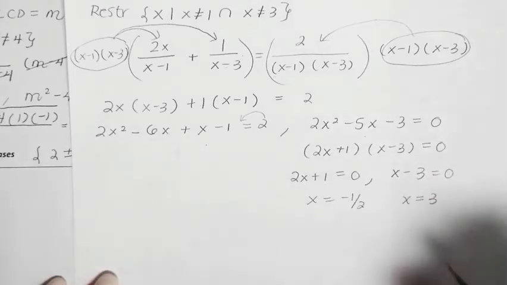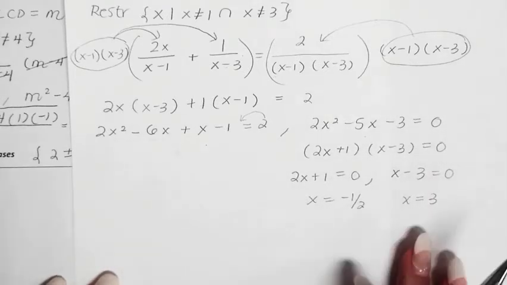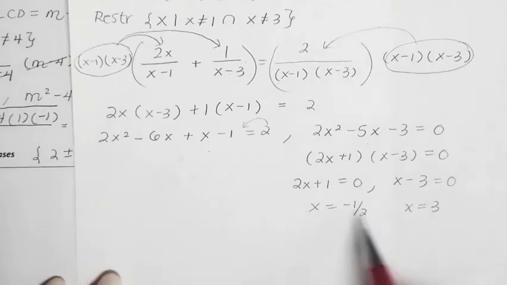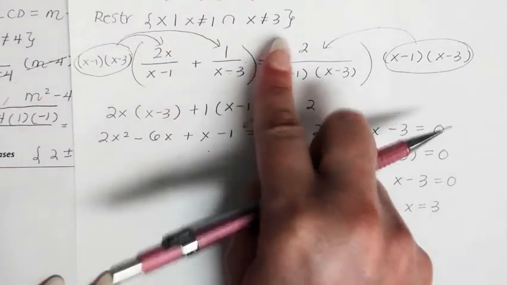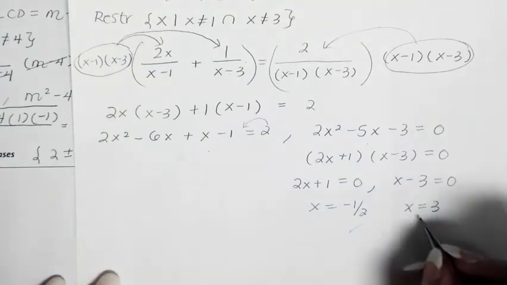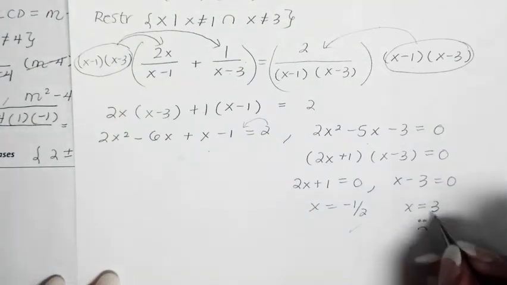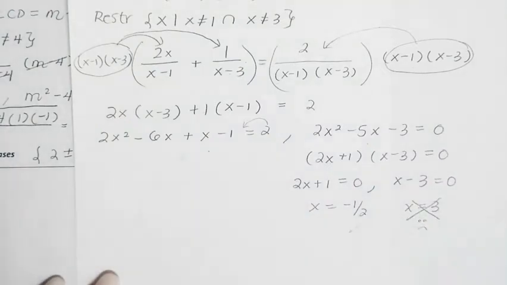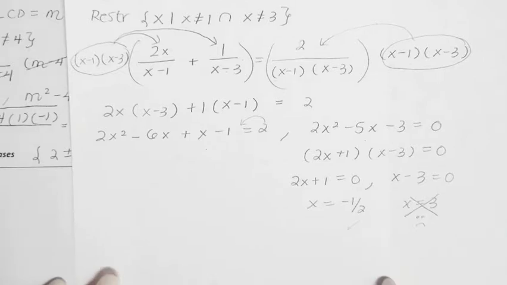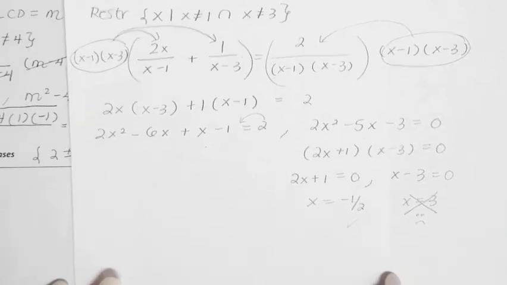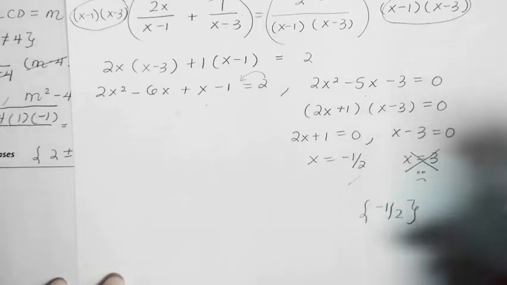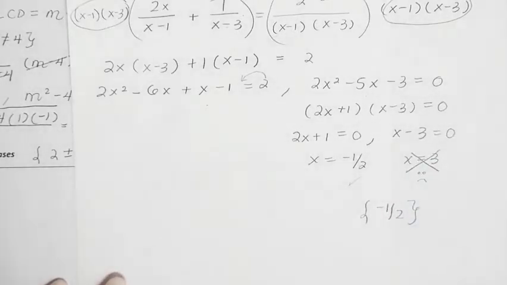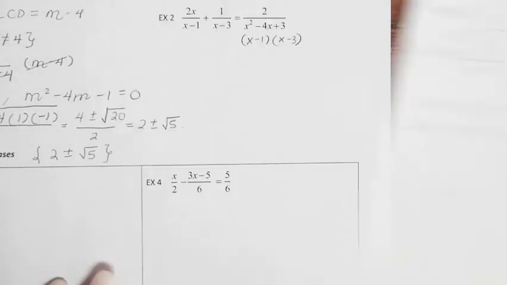After that you need to be super careful. Why? Because if one of these is part of the restrictions, which is happening here, this one is good because it's neither 1 nor 3. But what's up with this one? You don't want this one, right? This one is not a good solution, so watch out. So what's your only solution for this problem? Your only solution is going to be negative 1/2. So that's for number 2.